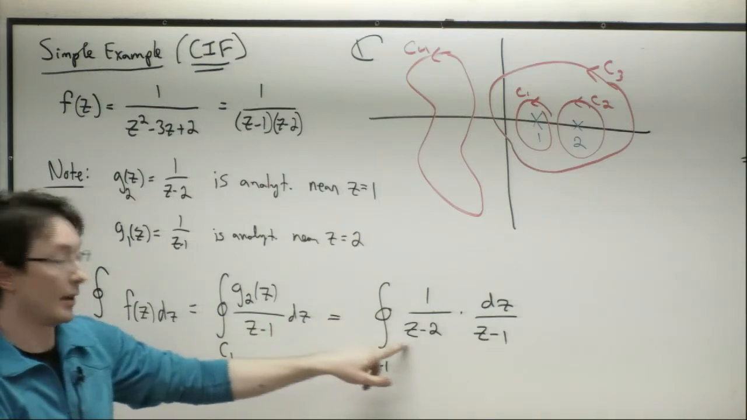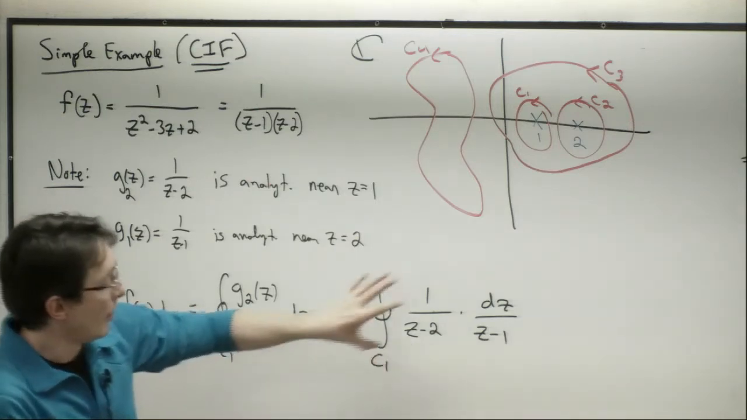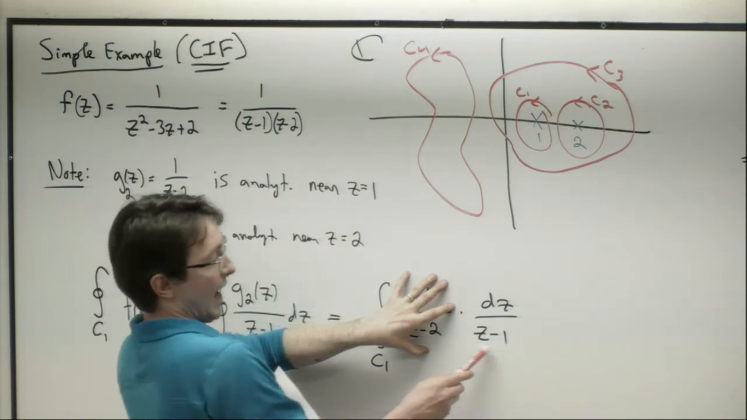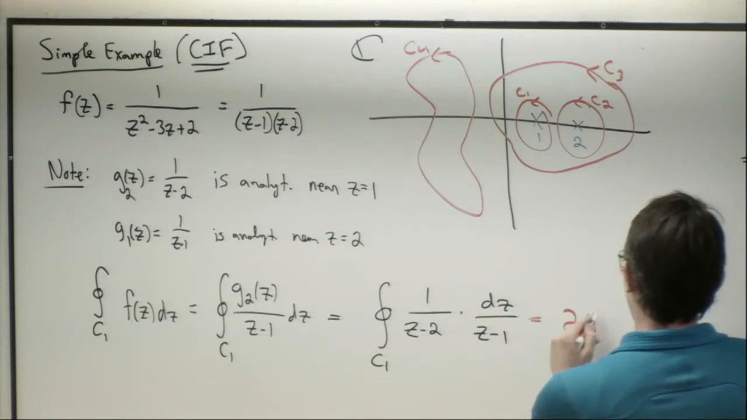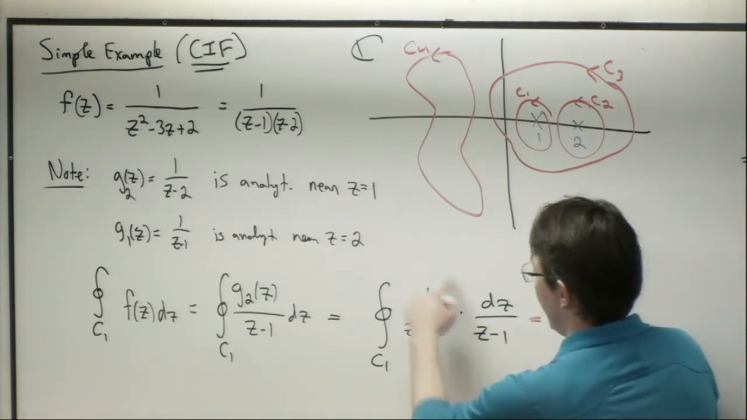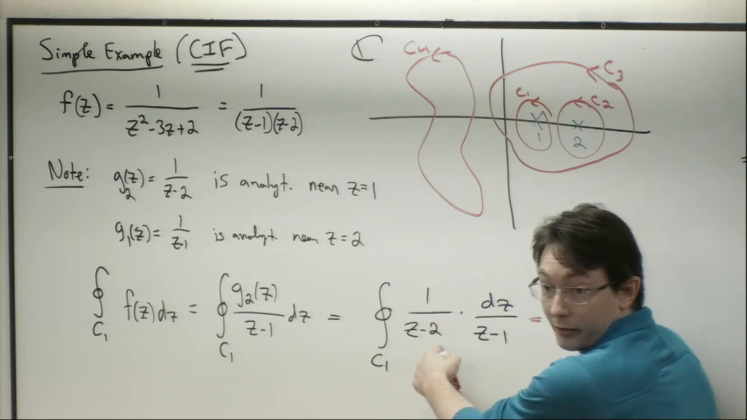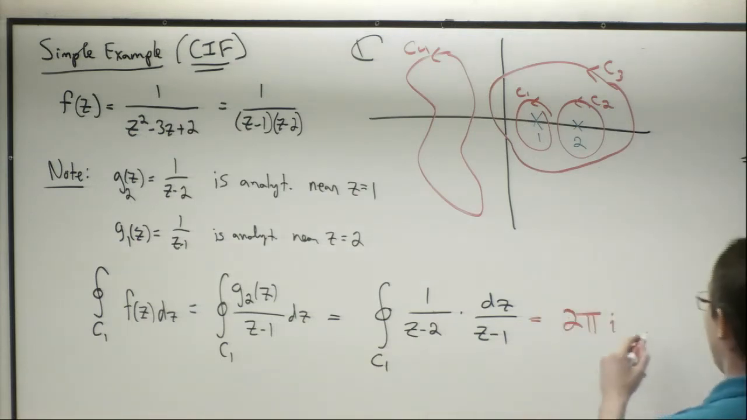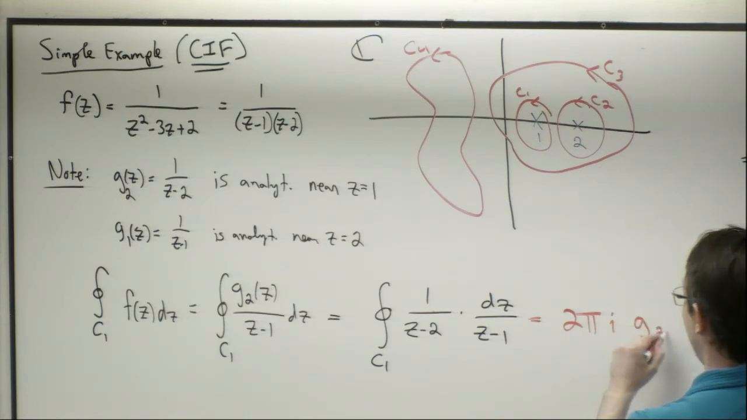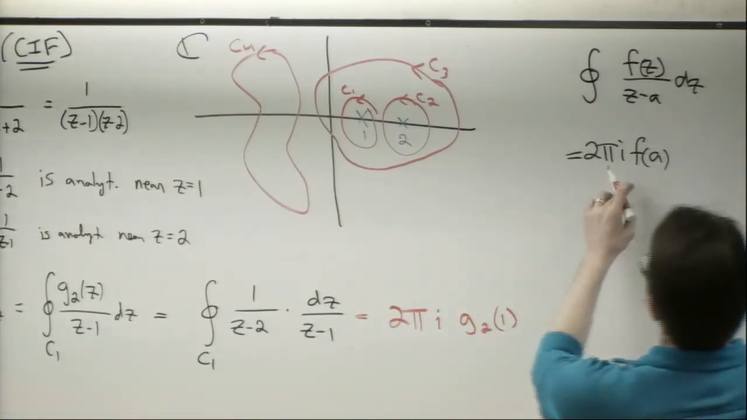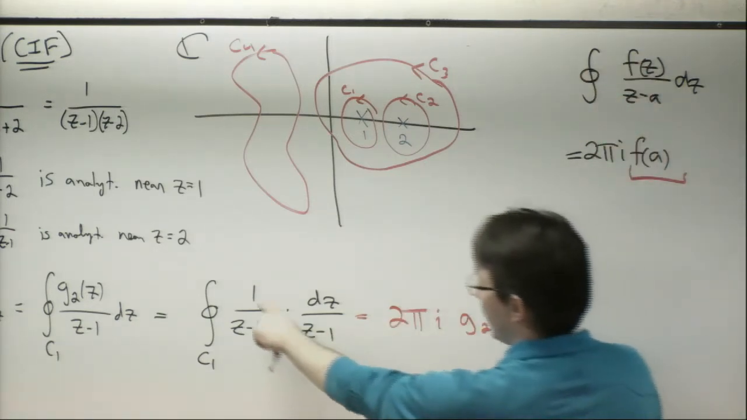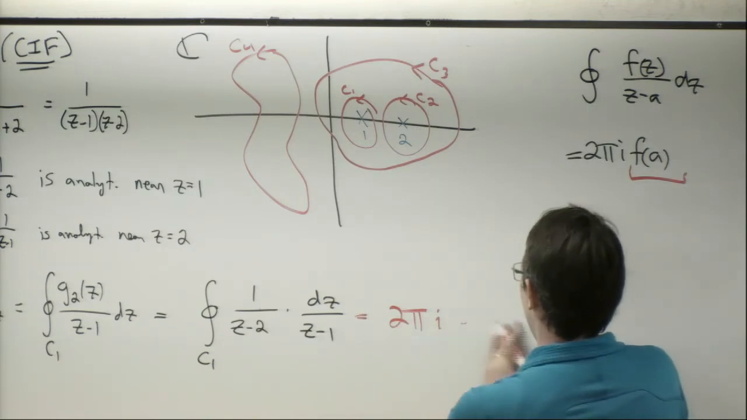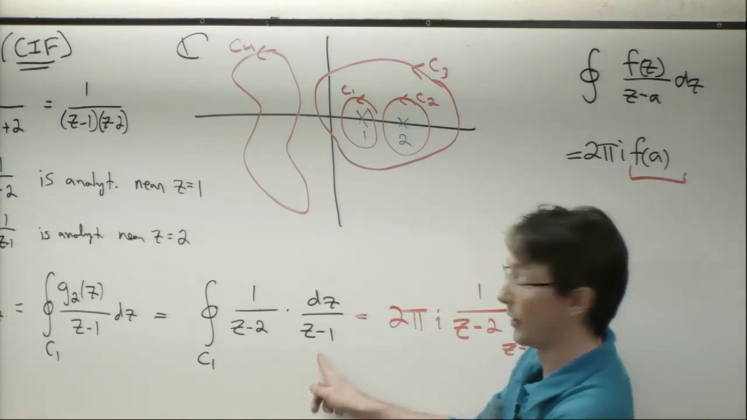This is my function, right? This is the thing I'm integrating. This part is analytic at my pole, right? So this is equal to 2 pi i times this evaluated at z equals 1. My analytic function evaluated at my pole is just 1 over z minus 2, evaluated at z equals 1, evaluated at the pole.